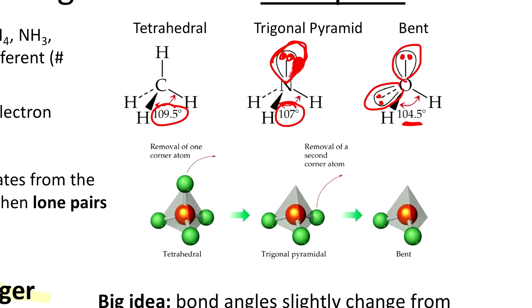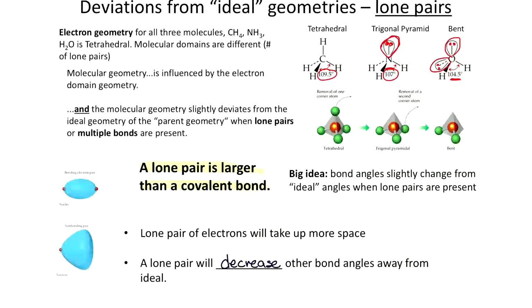So here, this lone pair on this nitrogen atom is pushing these hydrogen atoms closer together, making this bond angle a little bit smaller. And then in water, water has two lone pairs that are pushing these hydrogen atoms closer together, so the bond angle deviates even more away from that perfect 109.5. Right? So that's the idea of deviations. Lone pairs are just bigger than covalent bonds. So oftentimes what happens is lone pairs will decrease bond angles that are on the opposite side of your atom.